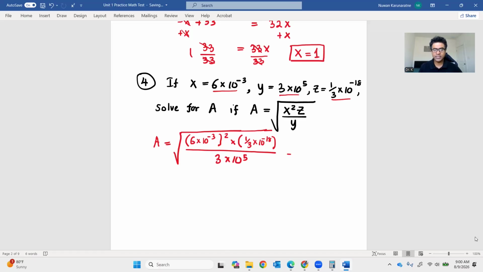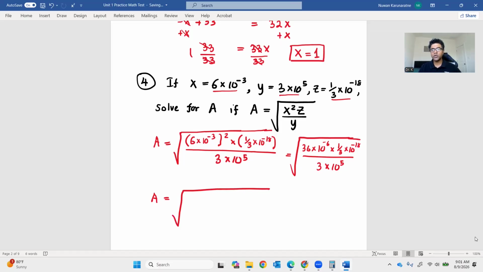Okay. And then let's go ahead and simplify. Again, I'm going to simplify the numbers first. So remember, there's 6, that's squared, right? So 36 times, and then 10 to the power minus 3 squared. So that's going to be 10 to the power minus 6. And then I have 1/3, 10 to the power minus 18. And in the denominator, that's that y value, 3 times 10 to the power 5. That's a positive exponent.